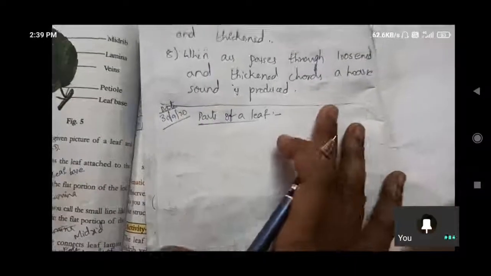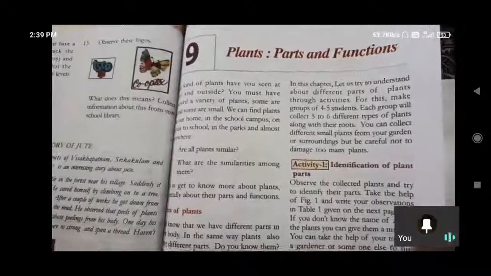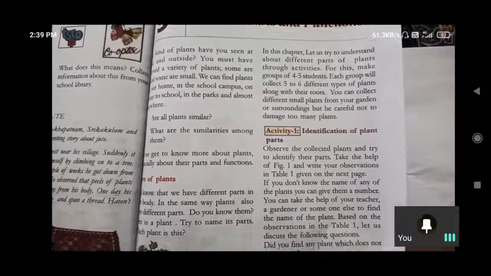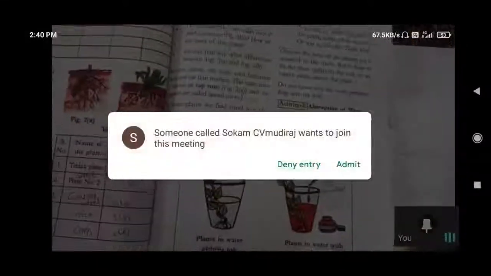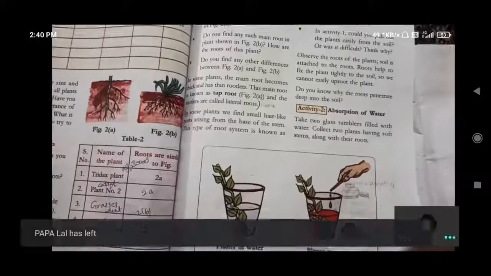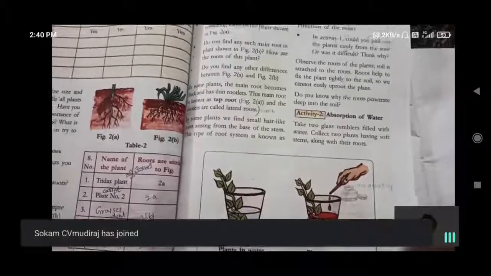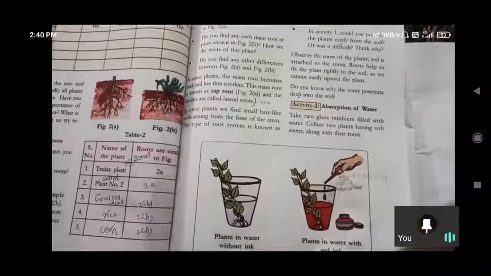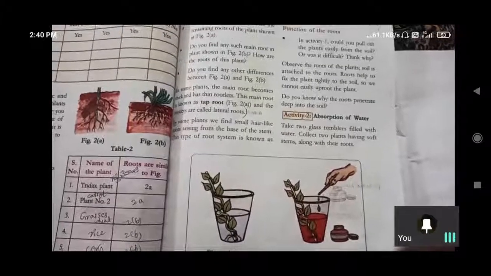Good afternoon, children. In the last class, we started the lesson on plants, parts and their functions. Yes, plants, parts and the functions of those parts. In the last class we discussed the types of roots: tap root and fibrous root. The plants which have tap roots come under dicot plants, and the plants which have fibrous roots are monocot plants.